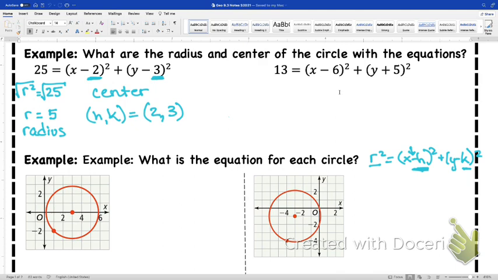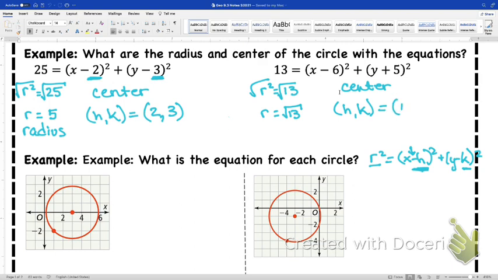Okay, so radius squared equals what? 13. So then I have to take the square root of 13, and the square root of 13, does that even simplify? No. So it's the square root of 13 is the radius. Okay, and the center is h and k.